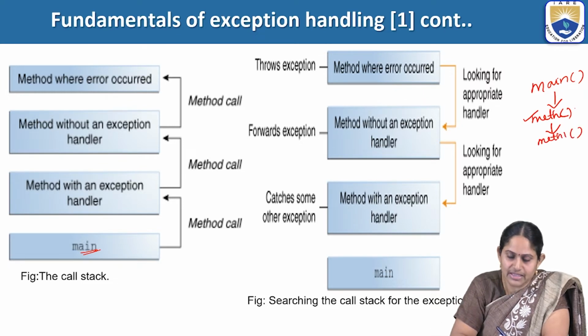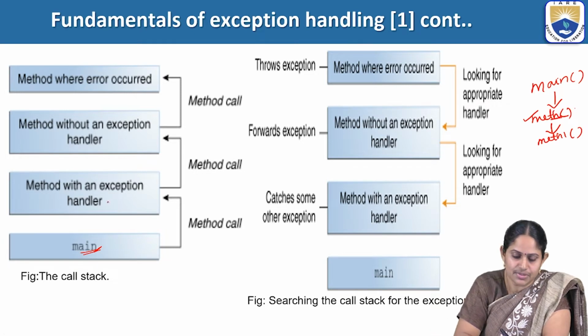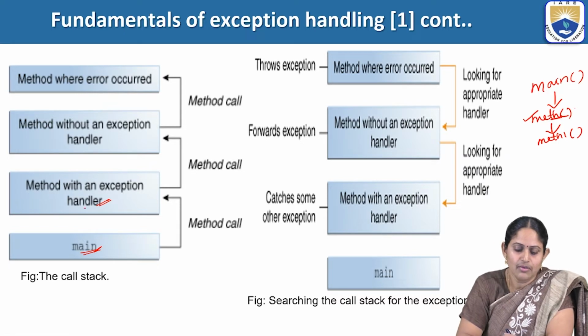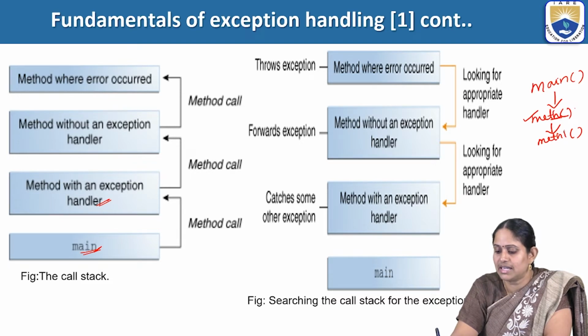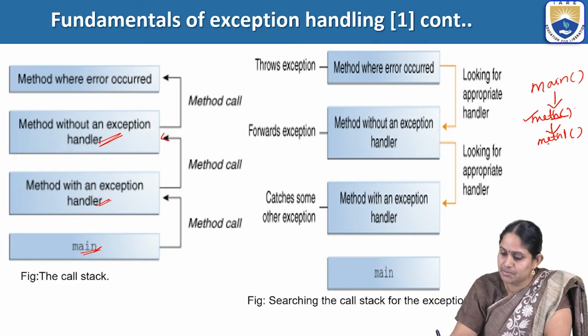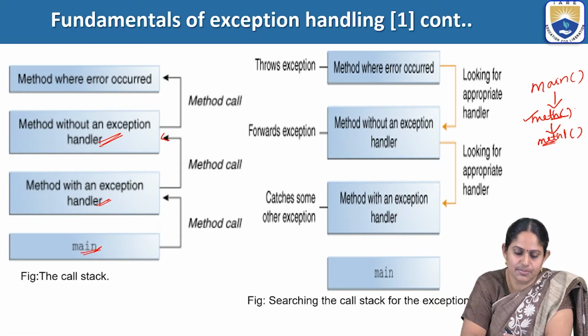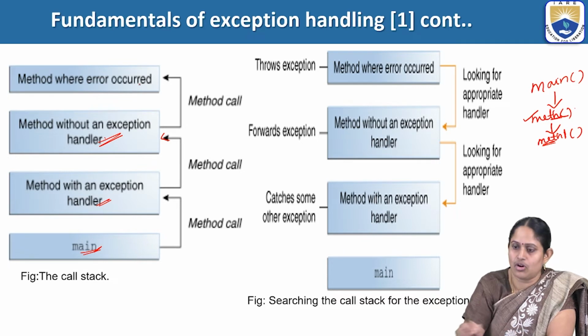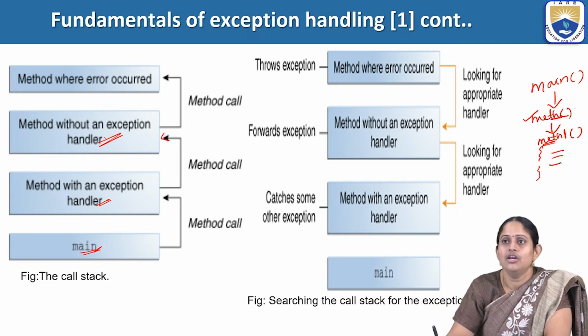So we have the main. From the main, a method with an exception handler is called. So the method meth is called from main, which is having exception handling. Then from this method, another method named meth1 is called. Let's say this method does not have any exception handling mechanism, and inside its statements some error occurred. So we have the set of statements inside meth1, and let's say at line number 2, some error occurred.